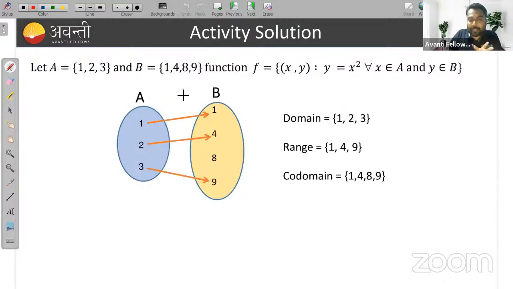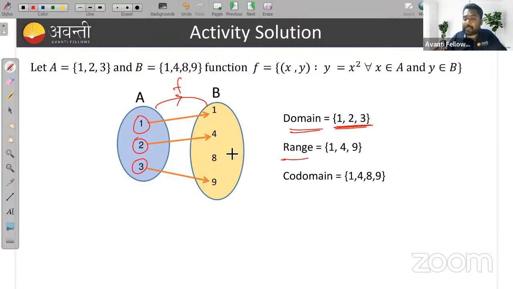This is my function f, which is mapping from set A to B. A has the elements 1, 2, 3. 1 has image 1 in set B, 2 has image 4, and 3 has image 9, which are present in set B. So what is the domain? Domain is the set A. Simply, the set of all inputs. My inputs are 1, 2, 3. The set of all inputs is my domain.